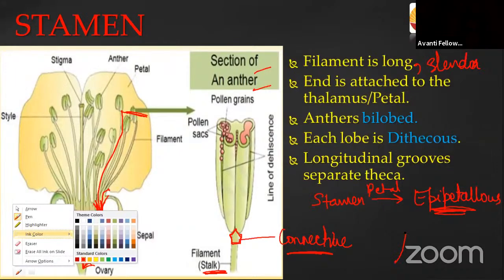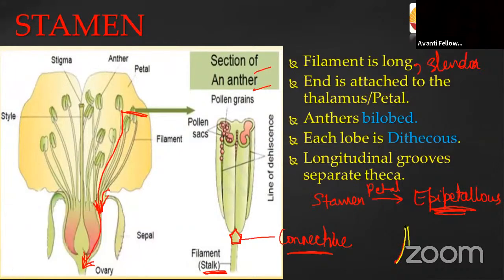Okay, so this is our filament. This is one lobe. This is another lobe. So that means there are two lobes. The anther is bilobed. Each lobe is dithecous. That means there will be a small groove here, and this groove is called the line of dehiscence.